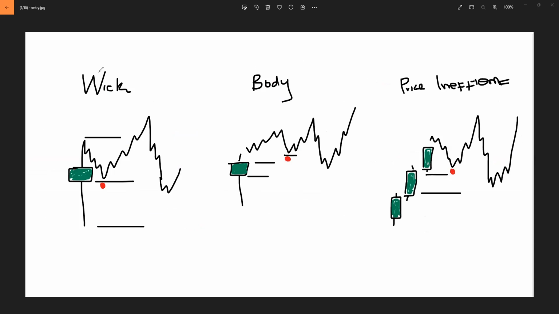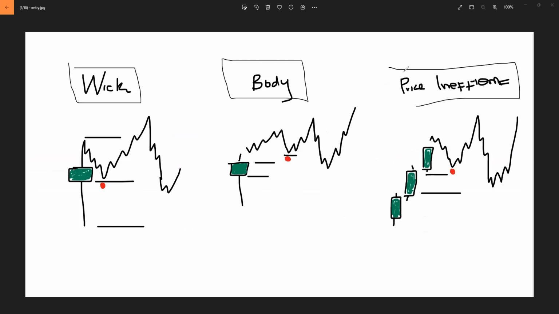Okay. So we have a wick, a body, price inefficient. Something wrong here. But anyway, this is imbalance, or fair value gap, whatever you call it. It is what it is. So what we need to understand is that every time you see price leaving, let's say body goes up, retrace, and then trap high, then come back below.